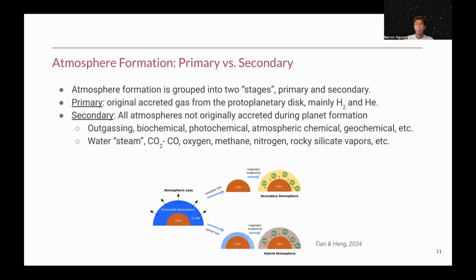And this diagram on the bottom by Tian and Heng really shows planets forming with a primordial atmosphere, that being hydrogen and helium, which it eventually loses and can reform through outgassing. For example, these two diagrams show on the top maybe some carbon dioxide and water, and on the bottom maybe a mix where that leftover hydrogen can interact with the outgassing gas, forming reactive hydrogen compounds, like methane, for example, or some leftover hydrogen. So that's a quick difference between the primary and secondary atmosphere.